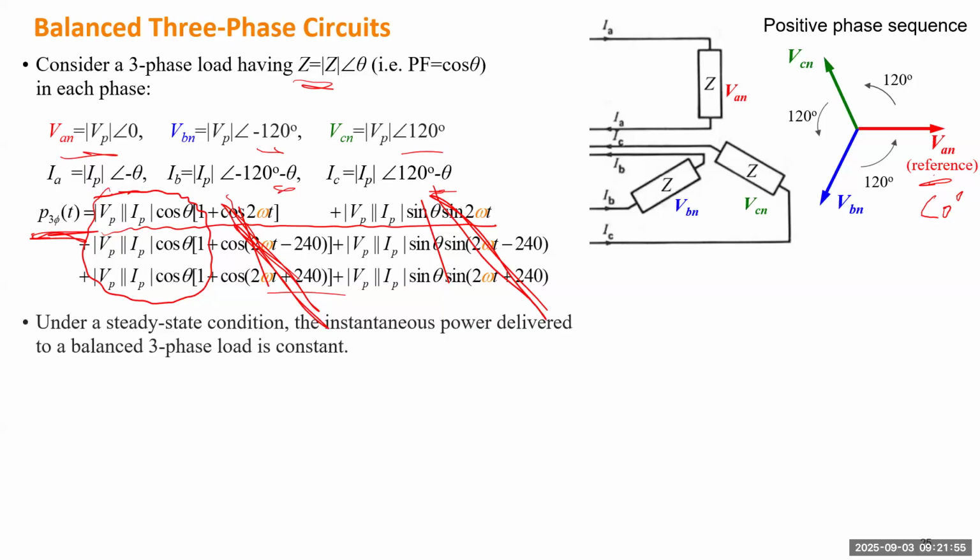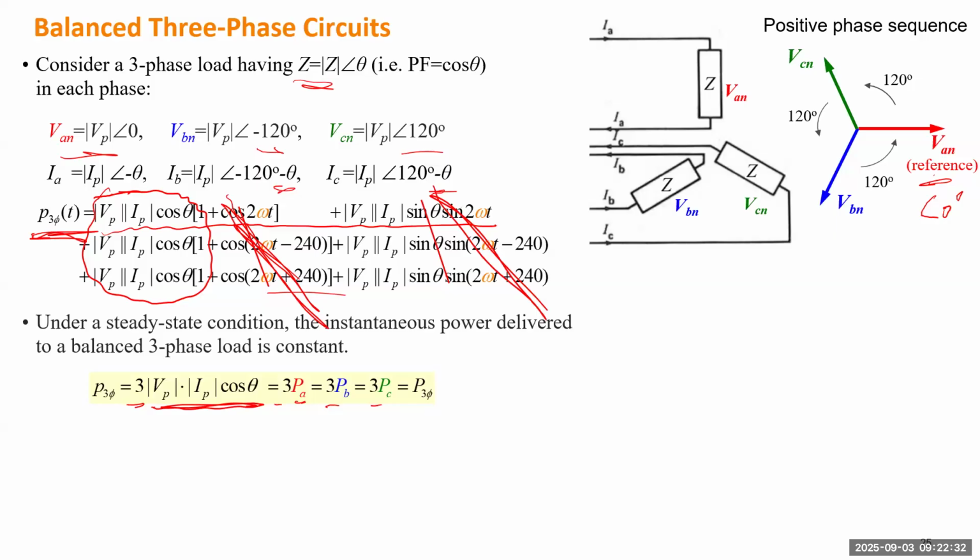So under steady state condition, the instantaneous power delivered to a balanced three-phase load is constant, which is simply this one. So you can recognize this formula. This part looks like the active power for a single-phase circuit, and the 3 just multiplies the single-phase active power by 3. Which means if we know the active power for phase A, phase B, phase C, we can use any one to multiply by 3.